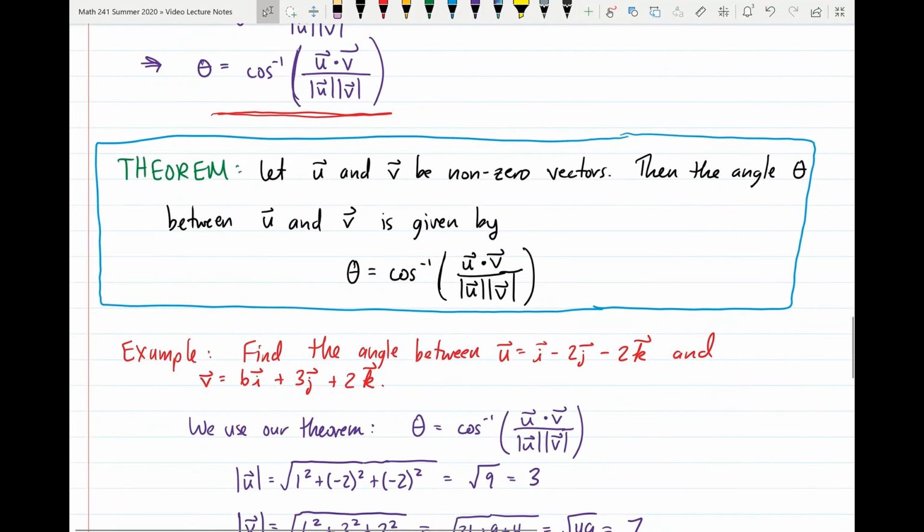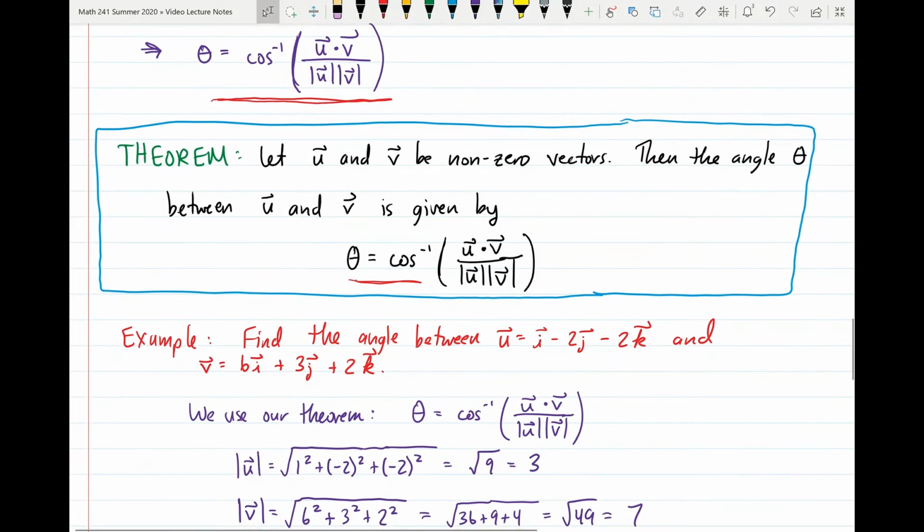So if we have two vectors, u and v, either in space or in the plane, and they are non-zero vectors, then the angle theta between our vectors u and v is given by this expression right here, or this equation here. So the inverse cosine of u dot v over the length of u over the length of v.